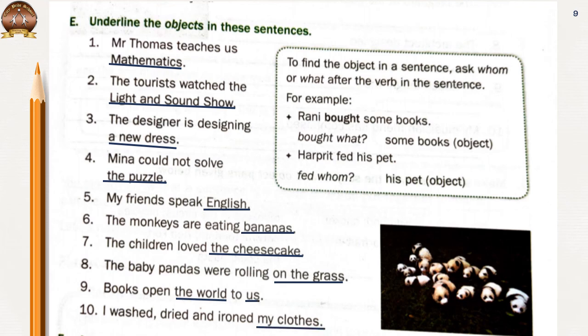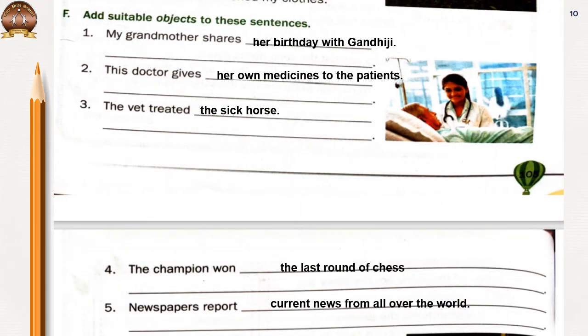Okay, it's very easy. Just locate the verb and you will find the object which is describing the verb. The suitable objects, if we add them to the sentences, it's very simple. My grandmother shares. You can add your own sentences here. You can just describe the objects. What she shares, your answer can be different too. Now, what the doctor gives, the answer can be different. The vet treated, it can treat anything, right? My dog, you can write, that will be a correct answer too. So just describe the action happening here.